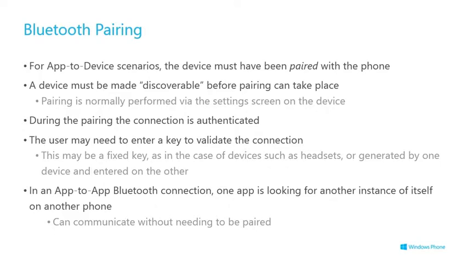and sometimes you need to enter a little key, which is often four zeros, but might be something very sophisticated. Very secure, yeah. So that's the app-to-device scenario. And like I said, with the app-to-app Bluetooth connection, one app is looking for another instance of itself, or its other Windows 8 version of itself, on another device, and that doesn't need the pairing.